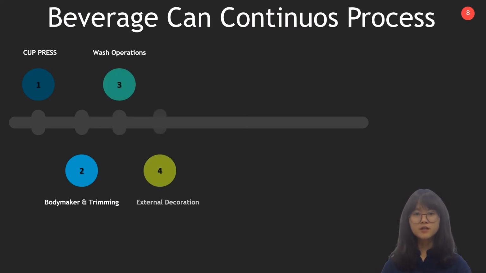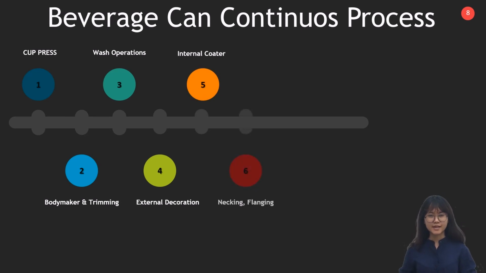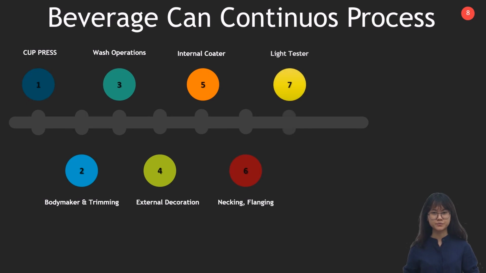The function of this decorator is rolling the ink on each can. Next, the cans are moved to the necker and flanger area. In this area, we reduce the diameter of the cans so they can have the suitable neck or flange. And at the last step, those cans are gathered and stored in the warehouse.